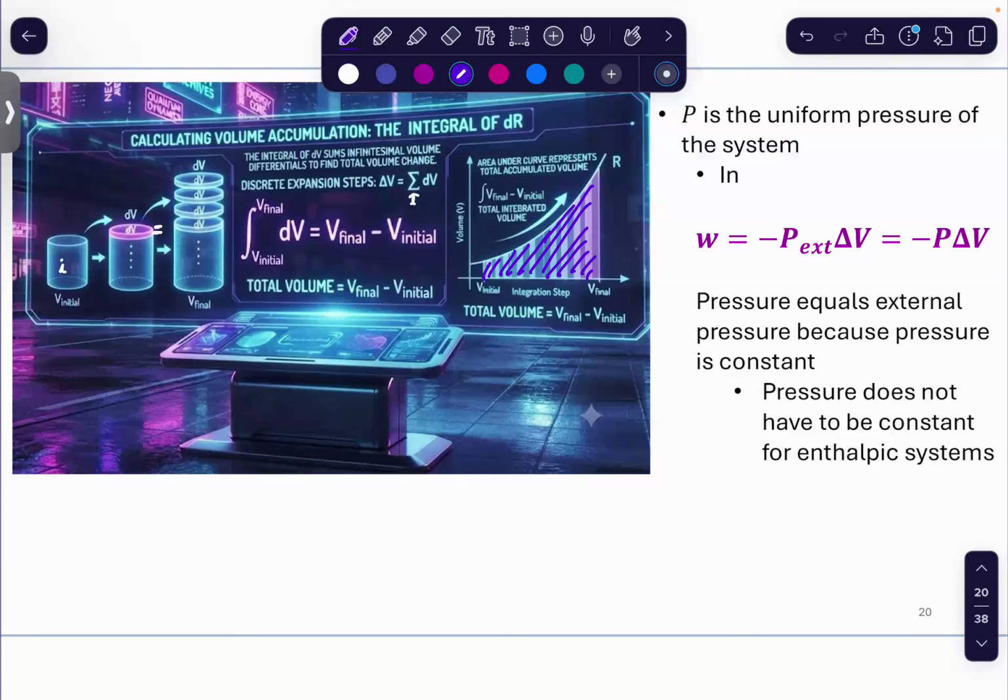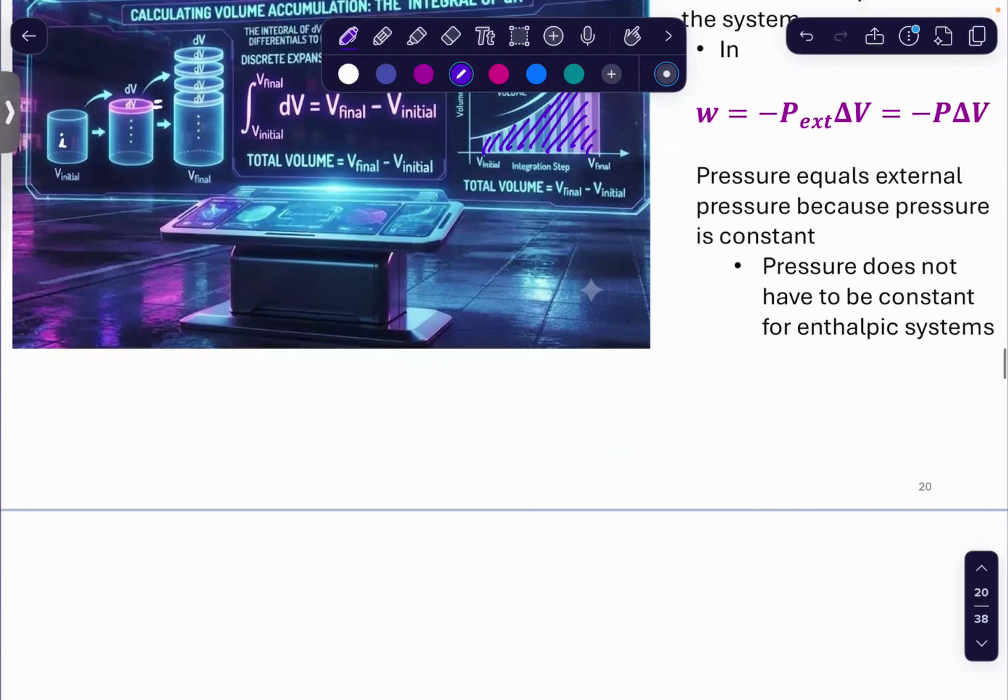We're able to do that because we're holding pressure constant. So the pressure on the outside of the system versus the pressure inside the system are going to equal each other because pressure is constant. Okay, so let's look at how to break the enthalpy equation down into differentials.